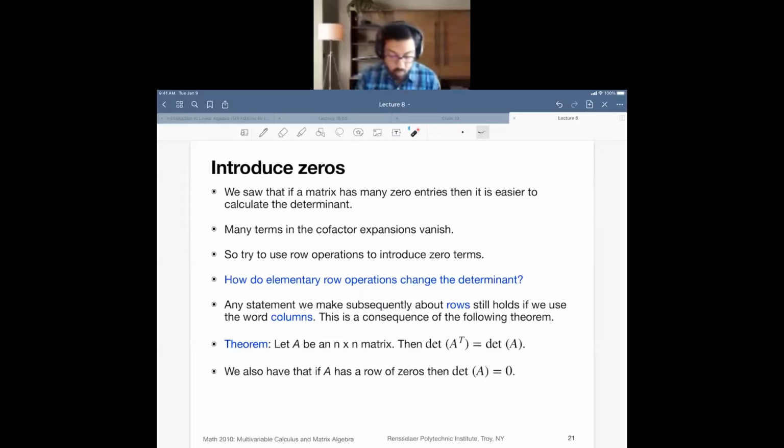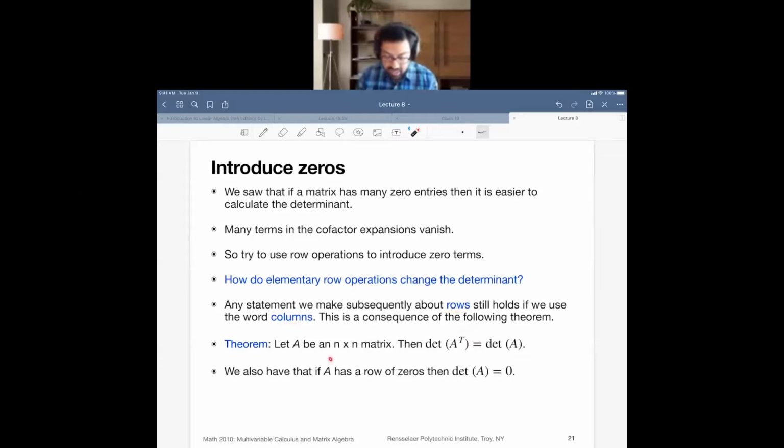Whatever statements that you are going to make about rows, they are also going to hold the same for the columns, right? So we said we are going to be doing row operations, but they also hold true for the columns. The reason being, the determinant of A transpose is the same as determinant of A. So if you flip that matrix, the determinant doesn't change. If you interchange the rows and the columns of A, the determinant doesn't change. So all the things that we are going to say about the rows will also hold true for the columns.